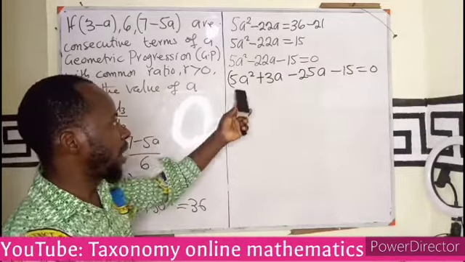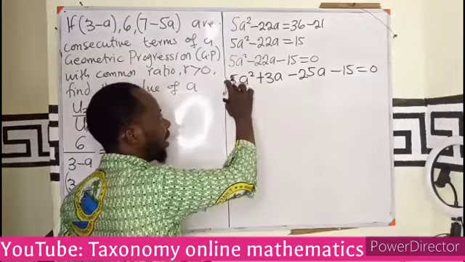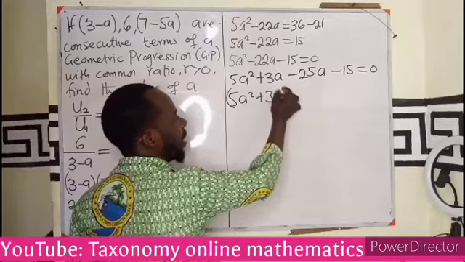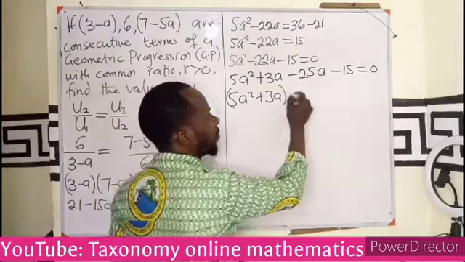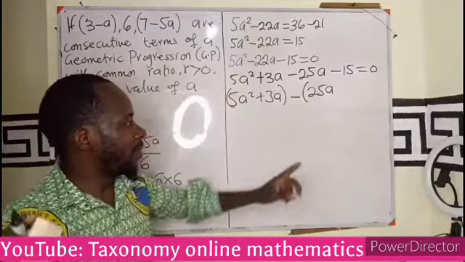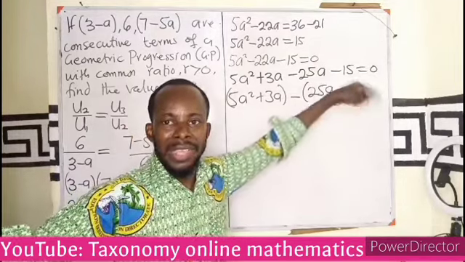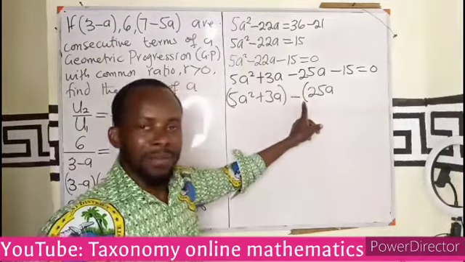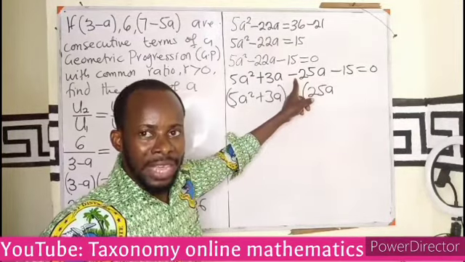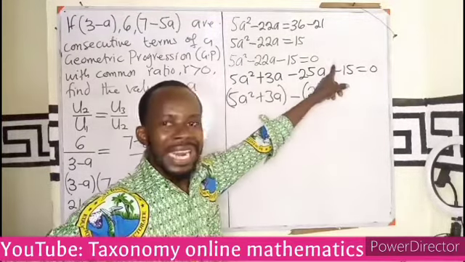So we are going to put the first 2 in one bracket, the last 2 in another bracket. Let me take it separately. 5a squared plus 3a in this bracket, minus 25a. Now, anytime there is a negative in front of a bracket, the signs in the bracket must change. Meaning there is a negative 1 here. Multiply a positive 25a to give me negative 25a. This negative must multiply whatever is here to give me back negative.